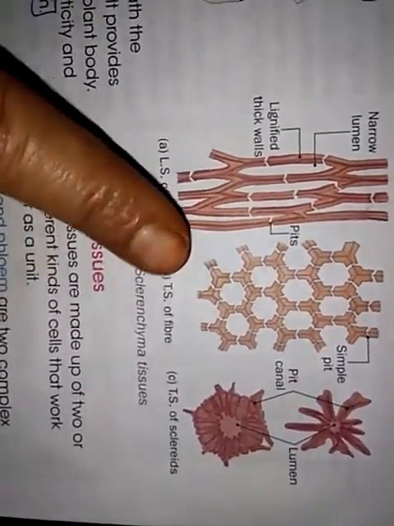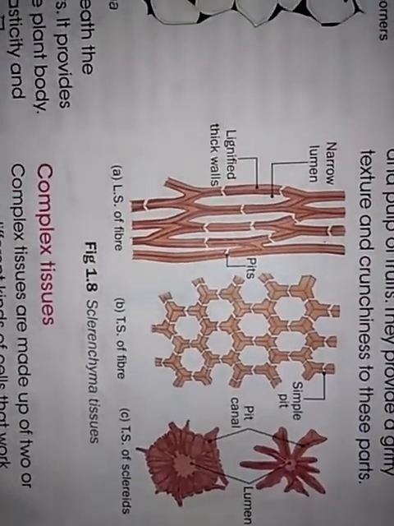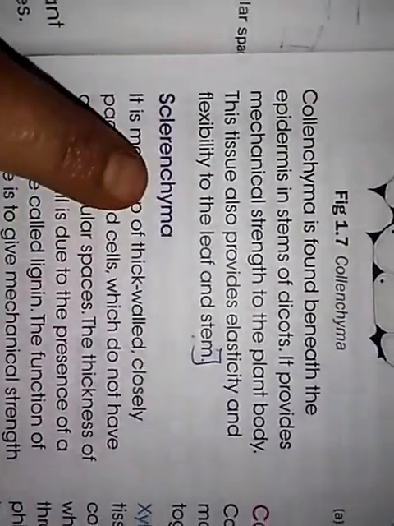Like that, sclerenchyma tissue gives mechanical strength to the plant. In our body, bone only gives strength. Yes or no? Like that, the sclerenchyma tissue gives mechanical strength to the plant. Okay.